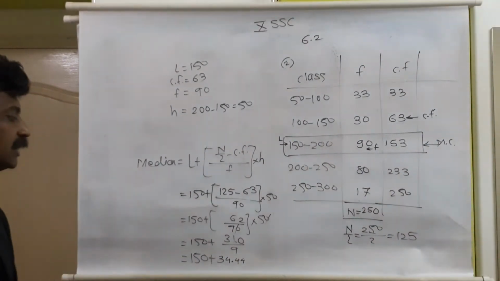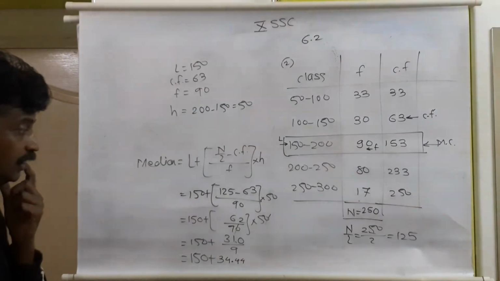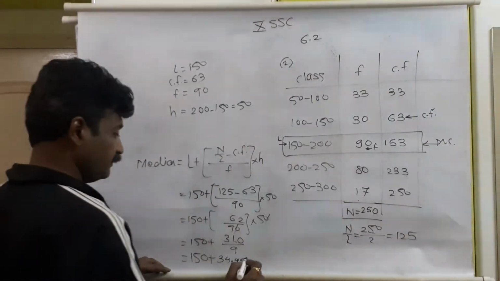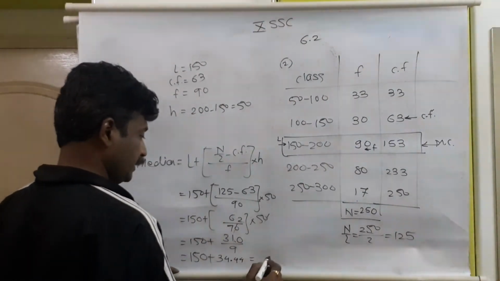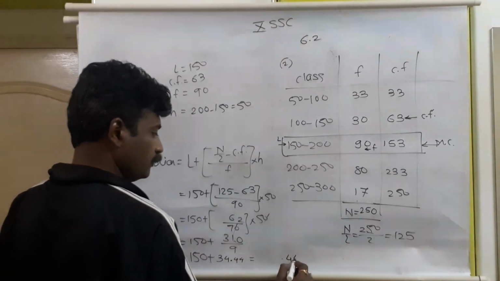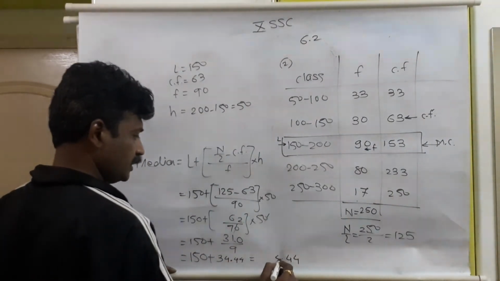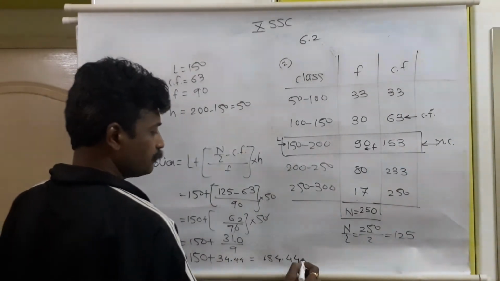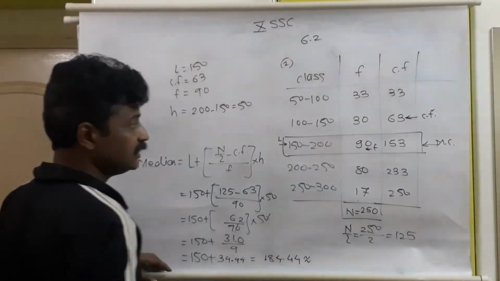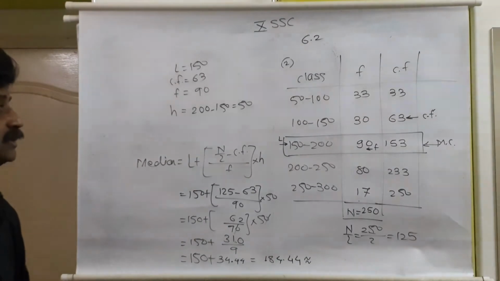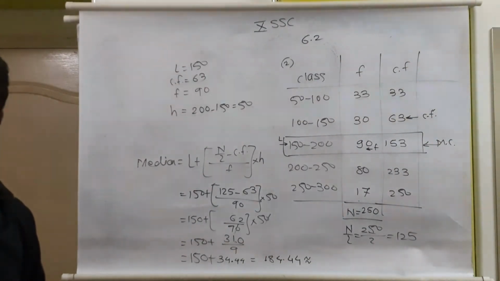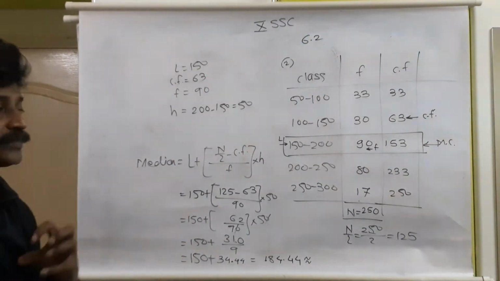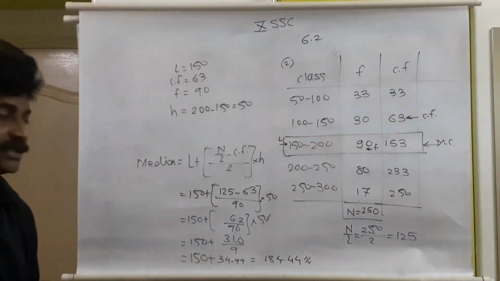150 plus 34.44 will be giving us the final answer. As if we'll add them, 0.44 will be as it is. Then again 4, 5 plus 3, 8 and 1, 184.44.